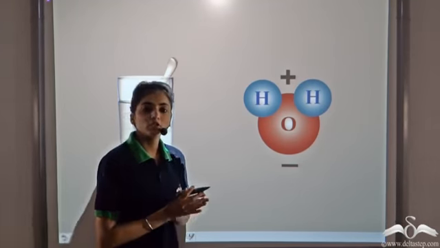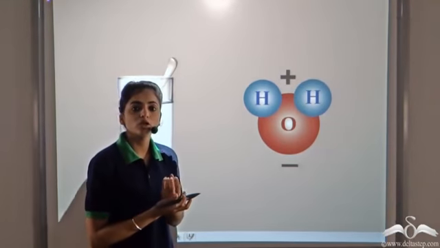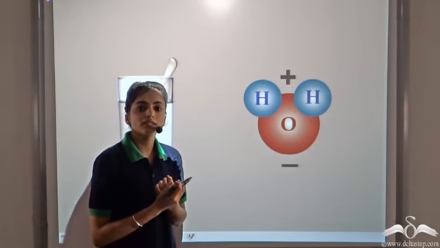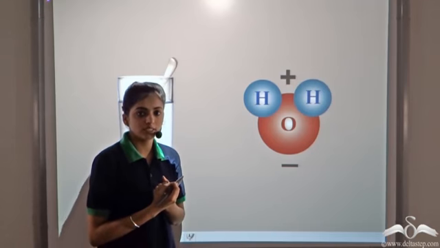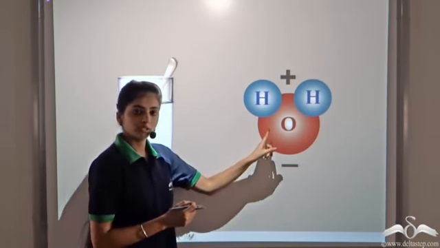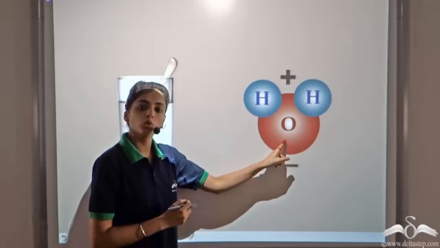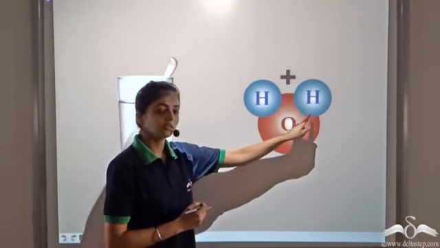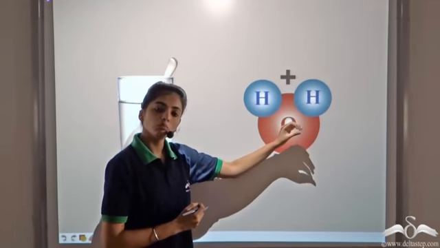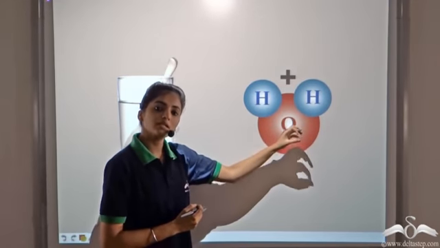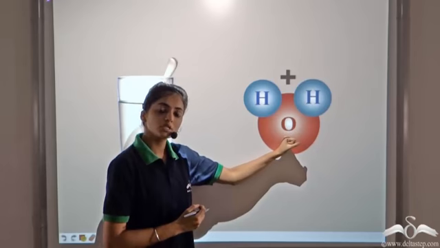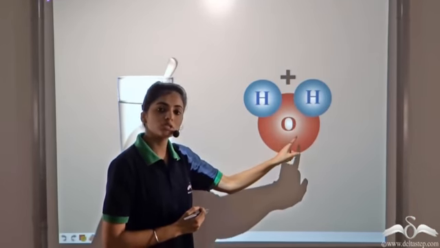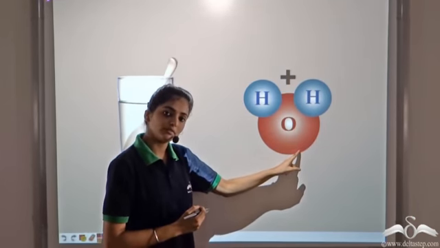We know that electronegativity is the tendency of an atom to attract the shared pair of electrons towards itself. In water, oxygen has more electronegativity. That is, it tends to attract the shared pair of electrons more towards itself. As it attracts the electrons more towards itself, oxygen becomes slightly negative.